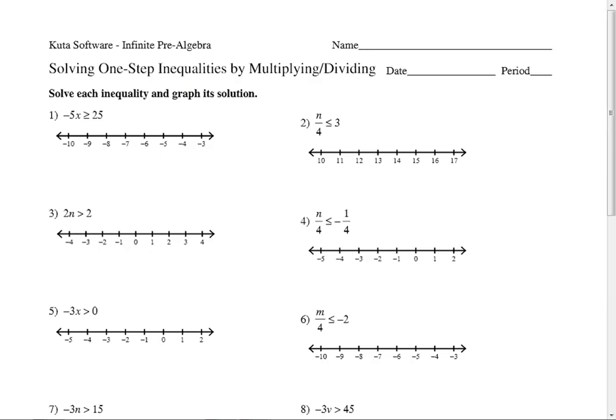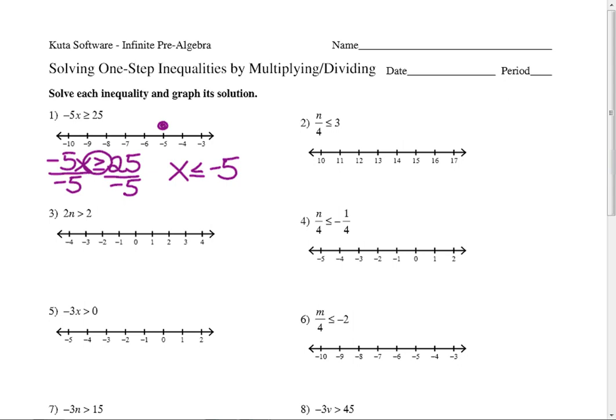So this is negative 5x is greater than or equal to 25. Now, the traditional way to do this: how would you get x by itself? Divide by negative 5. When you do that, you have to remember this, that this is going to switch, and x will be less than or equal to negative 5. So negative 5 is right here. Do I get to fill that in or not? Yeah. Will it always switch? When you multiply or divide by a negative, it will always switch.